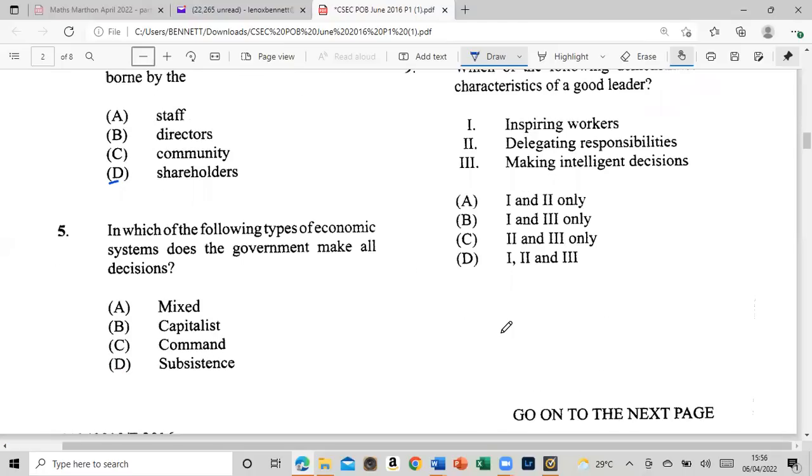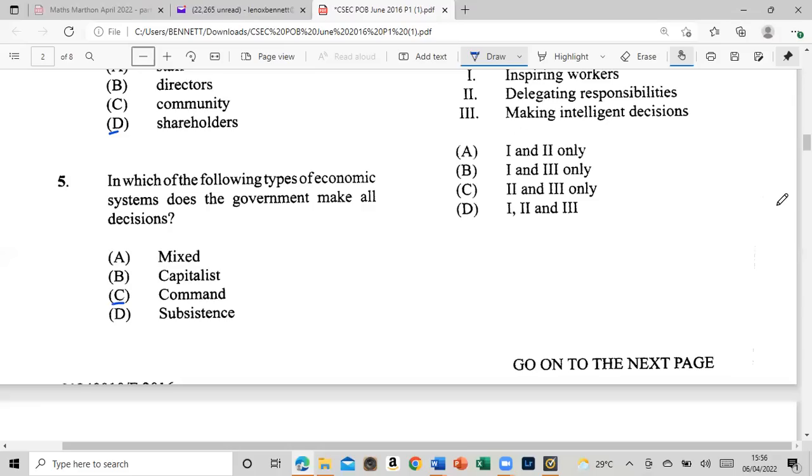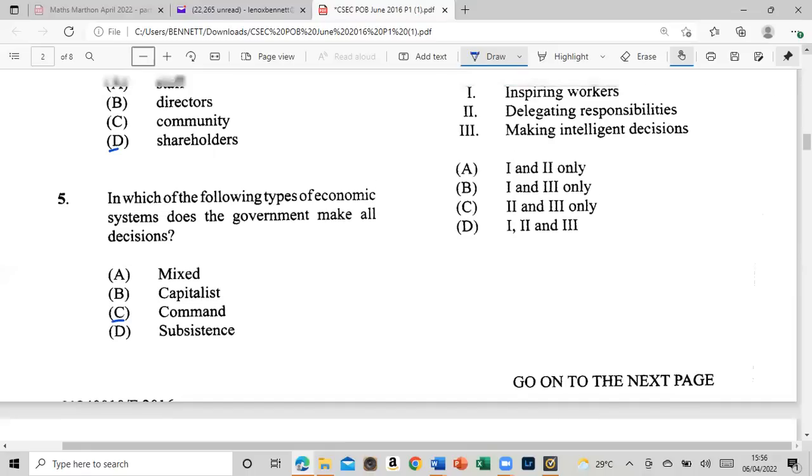In which of the following types of economic system does the government make all decisions? Is it the mixed, the capitalist, the command, or the subsistence? And that would be C, the command, right? Notice the word command. I command you, citizens. I command, I demand. All right, let's move on to number six.